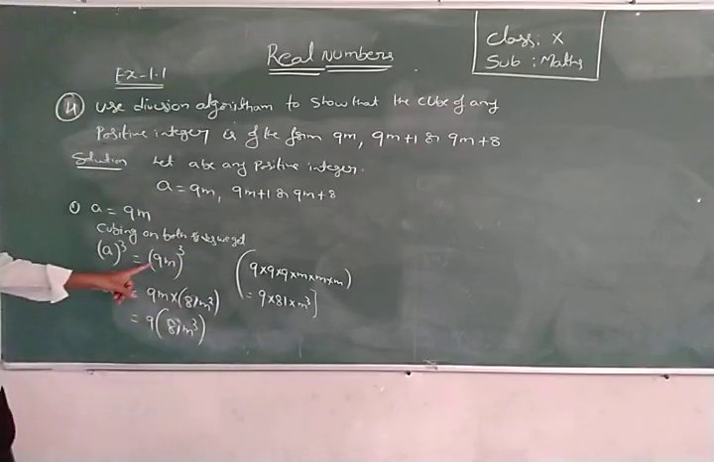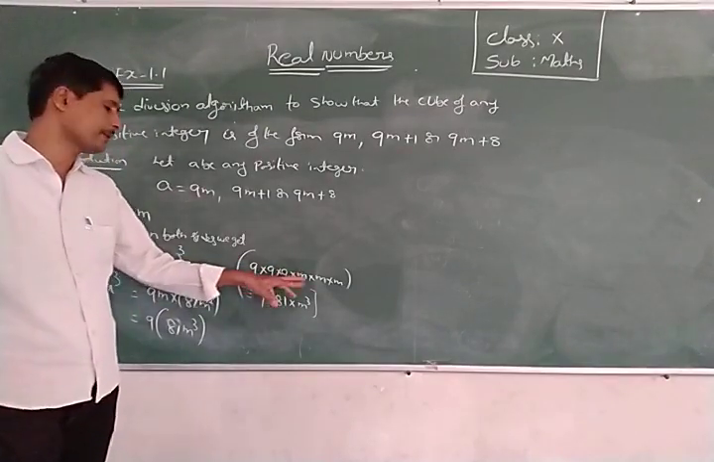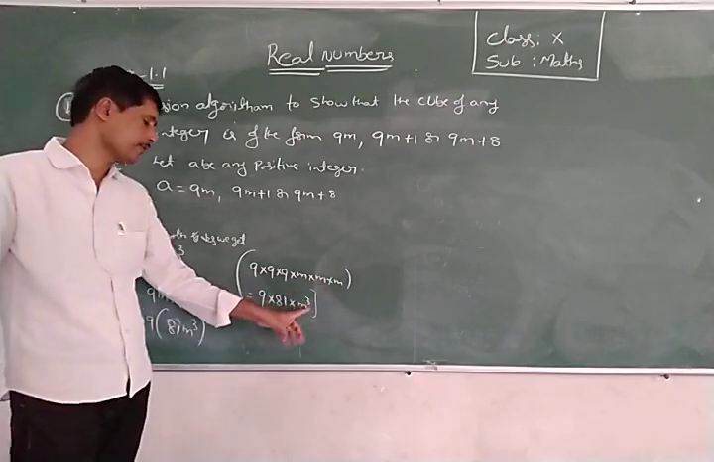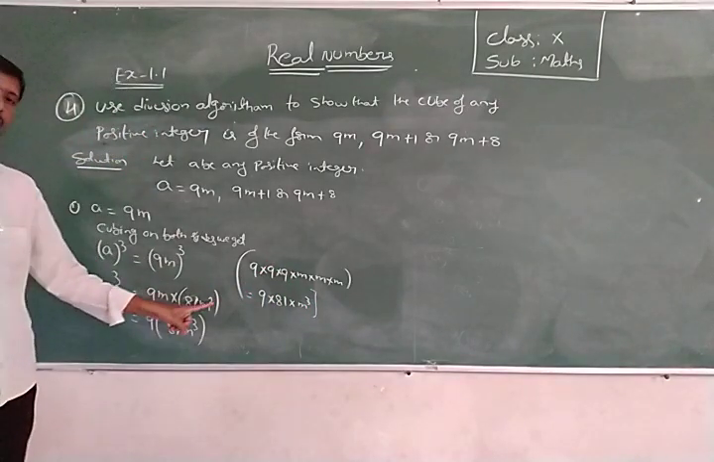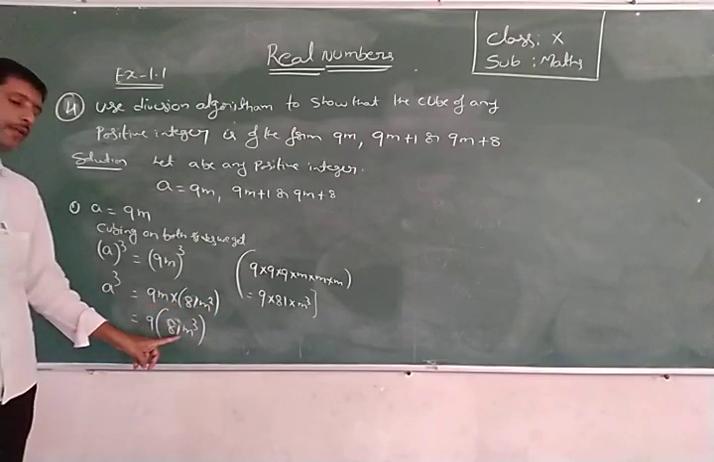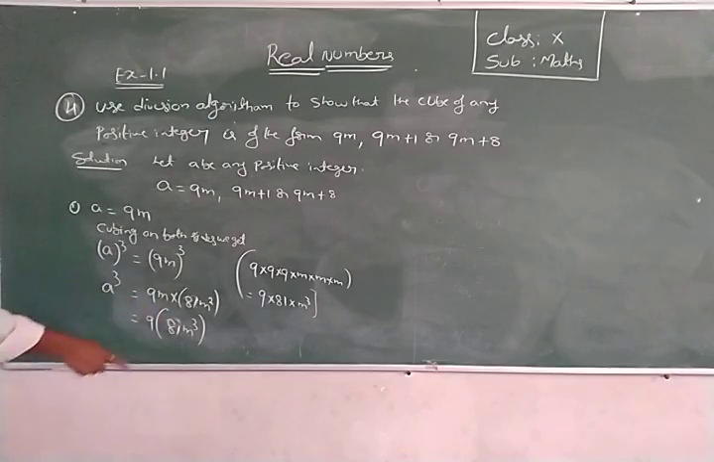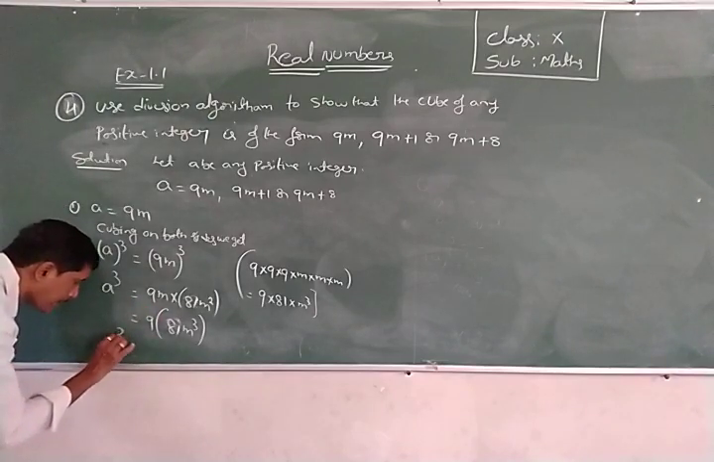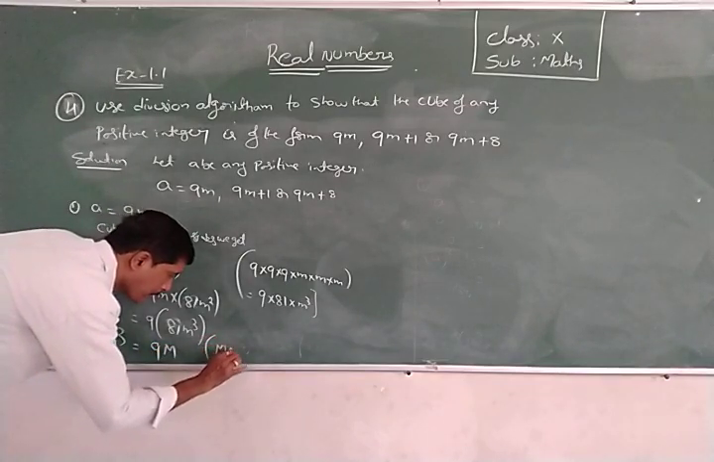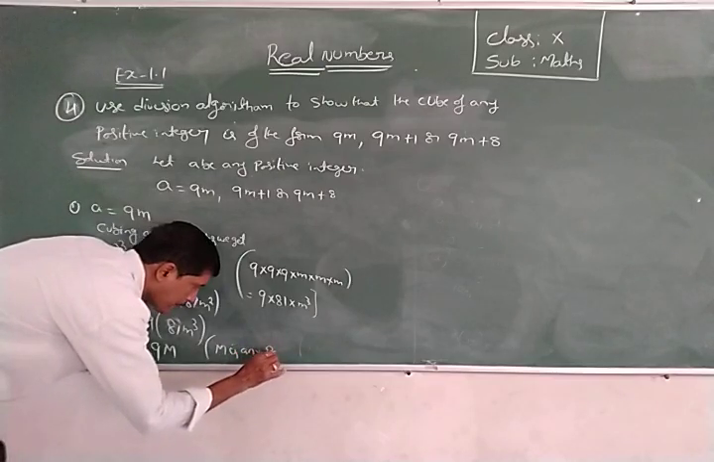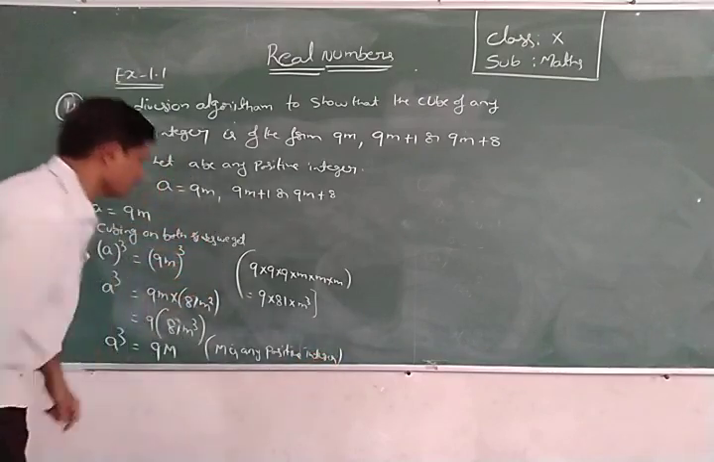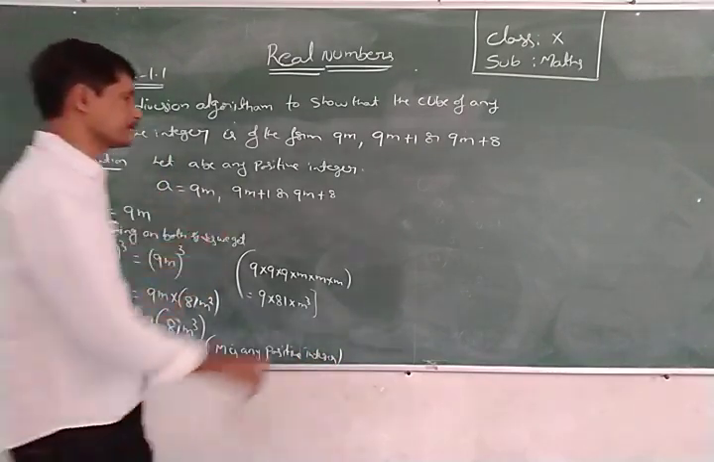Here 9m is multiplied 3 times. 9 into 9 is 81, one more 9 is there, and m into m into m is m cube. So 9 into 81 m cube. Replacing with some variable, a cube equals 9M, where M is any positive integer.